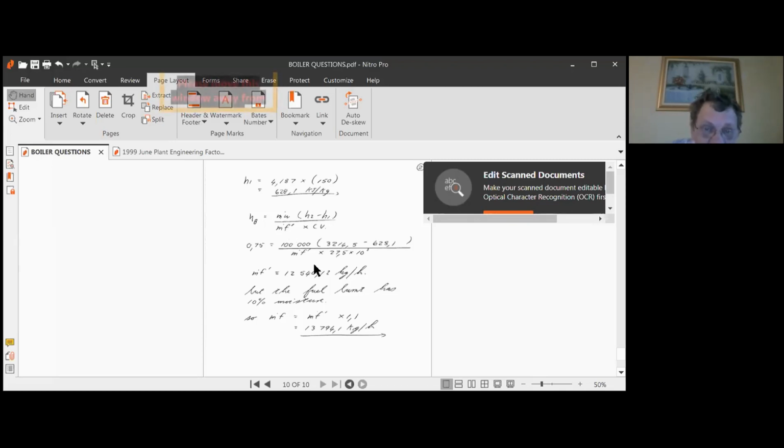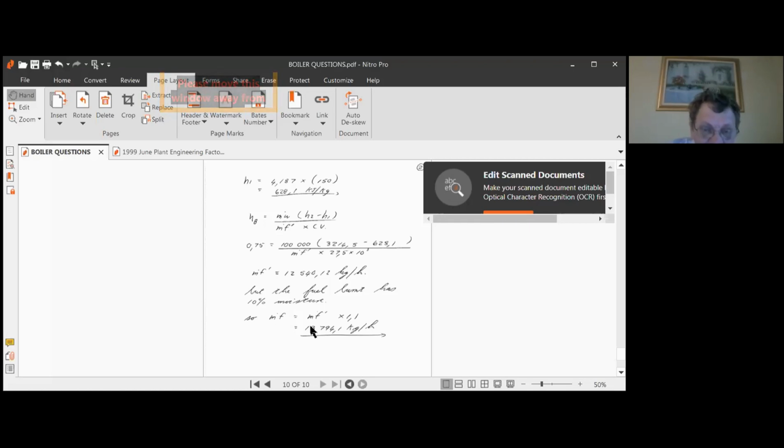The mass of the fuel I want to know. The efficiency of the boiler, he told me, is 75%. And the calorific value is 27.5 times 10 to the 3 kilojoules per kilogram. And the mass of fuel is then 12540.12 kilograms per hour. But the fuel burned has 10% moisture.